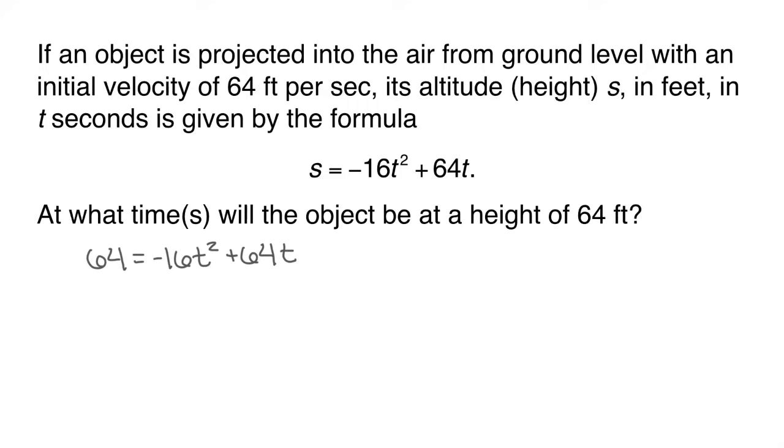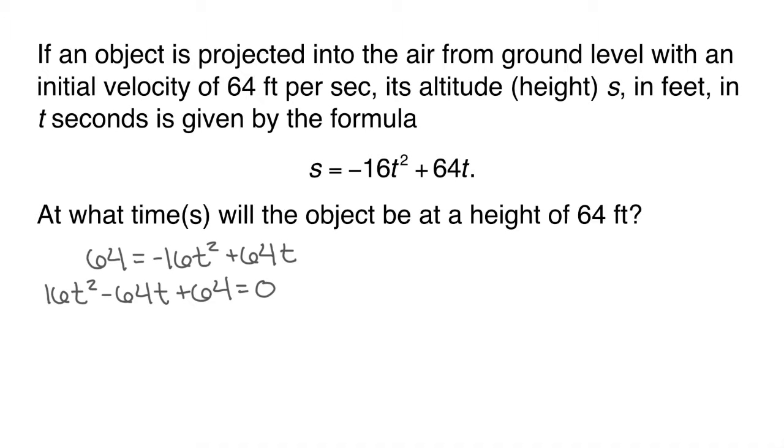We'll add 16t squared and subtract 64t from both sides of the equation in order to get all terms on the left side and 0 on the right. When we do that, we have 16t squared minus 64t plus 64 is equal to 0.